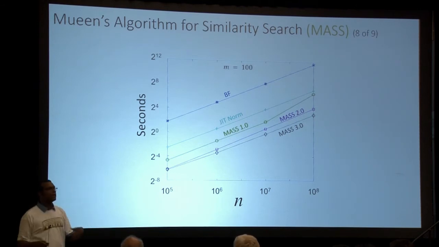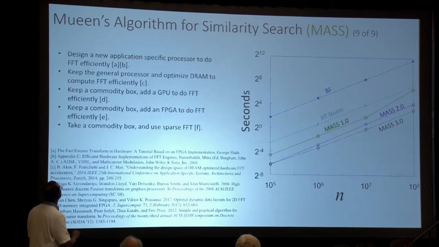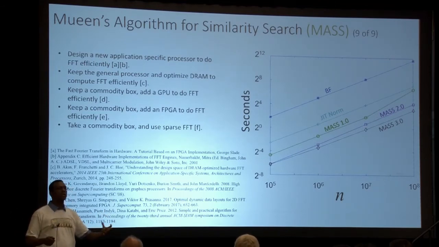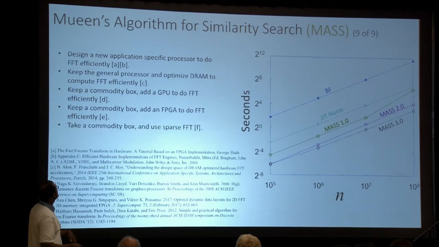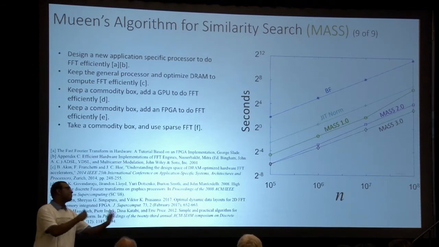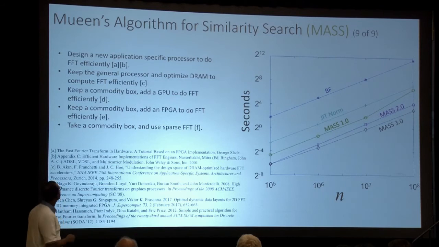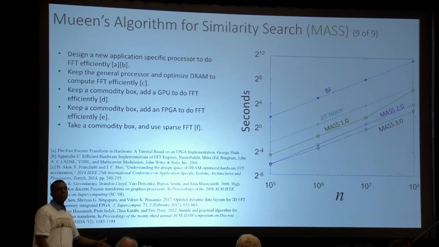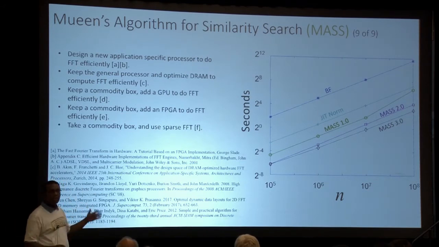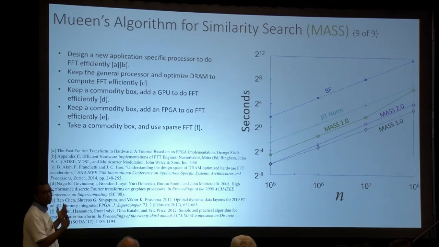If you ask me how we can improve it, there are ways. Say you can design a new application-specific processor, a processor that does a very fast FFT. You can beat the performance here. You can say, no, I'm not going to do FFT, but design an application processor, which costs more. So I will keep the general processor and optimize the RAM access. You do better. And then you can say, no, I'm not going to do that either. I'm going to keep the commodity machine and add a GPU, and I'll do better. You can say, no, I'm not going to add a GPU. I'm going to add an FPGA card, and I'm going to do better.